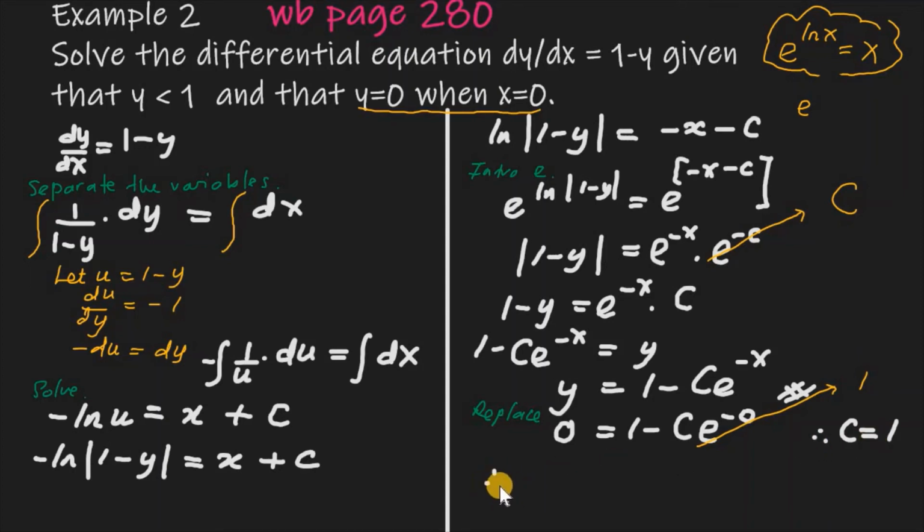Alright, so what is our y just now? So y is 1 minus C, and C is 1, so we are only left with e power negative x. Or we can write it as y equivalent to 1 minus 1 over e power x. So that is our final solution.